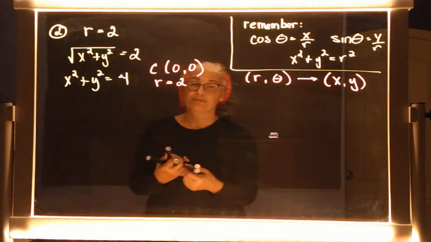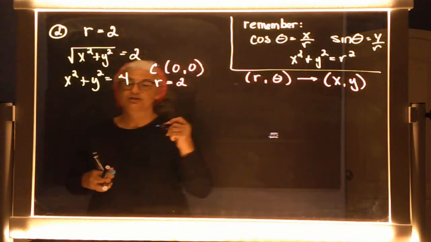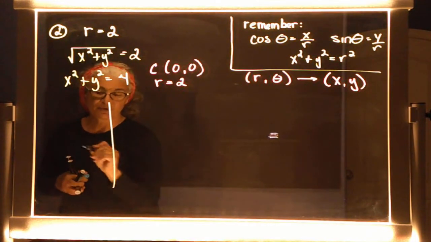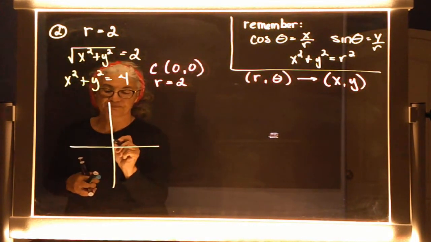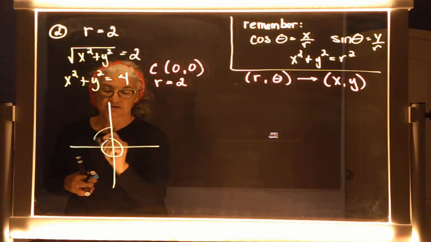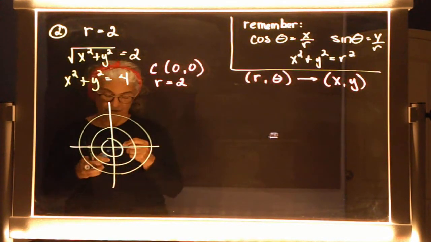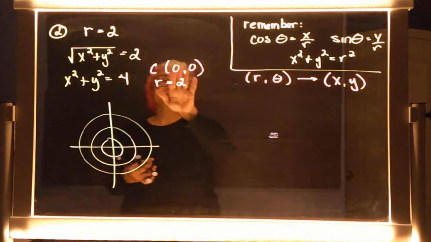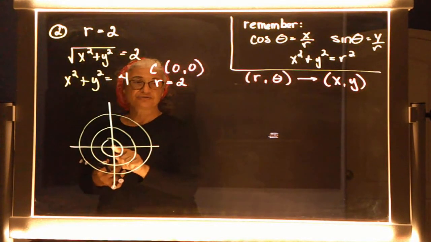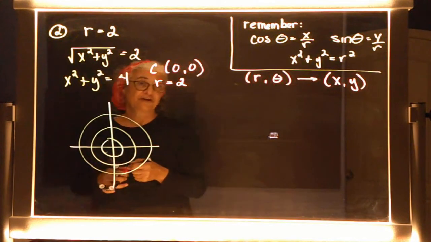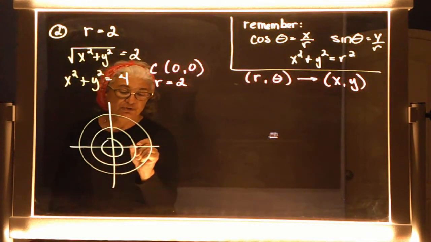So, remember, I'm graphing a polar equation, which means I'm graphing it on the polar grid system. So, let me get my polar grid system here. Okay, so according to this information, my center is (0, 0), and from there I go out 2 spaces.